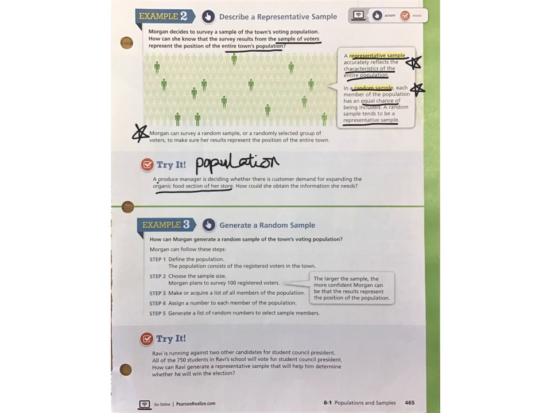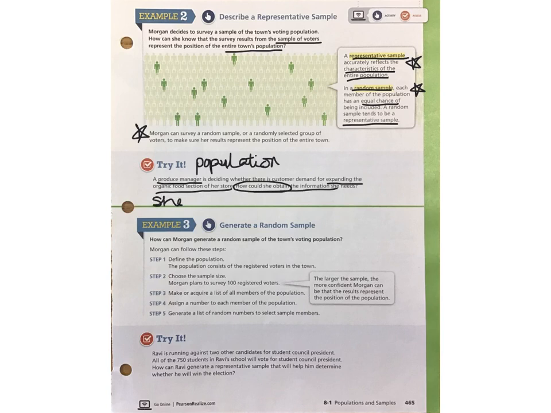Since it's a produce manager, produce is your fruits and vegetables, he or she may want to get the information they need from a sample of customers that shop at the store, maybe more specifically, the shoppers in the produce section. If she understands the needs of the shoppers, then she may find that they should or should not expand that organic food section of the store. So what we really need to focus on here is how she can obtain that information.